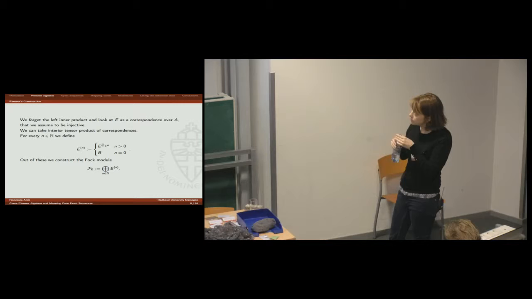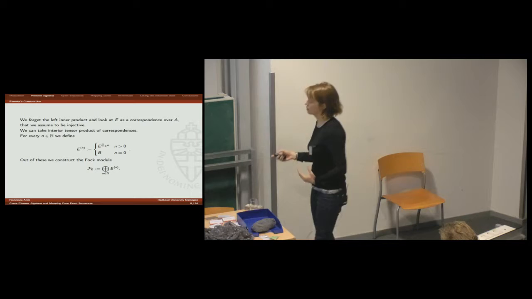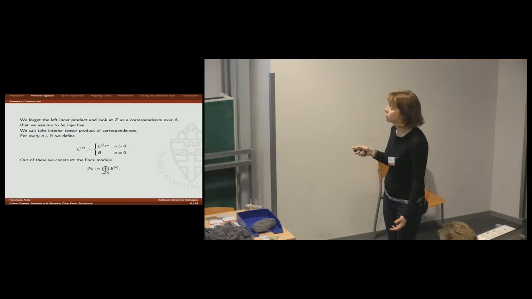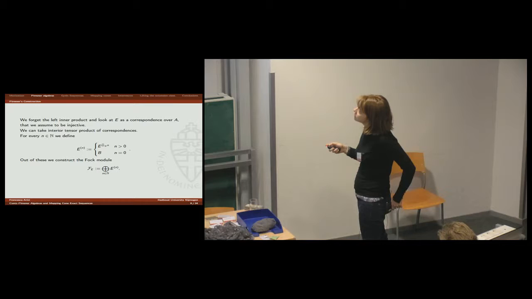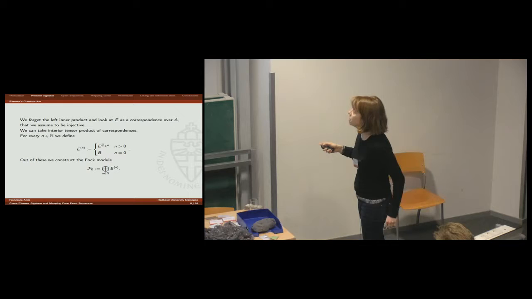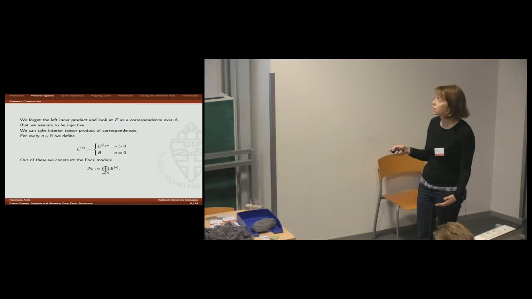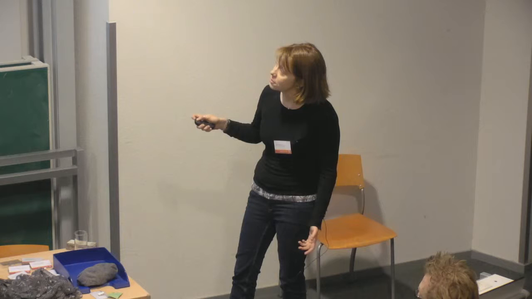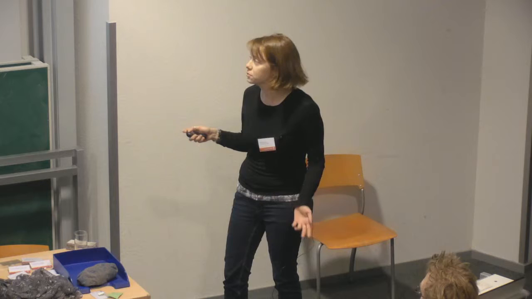So we have E that we will now look at as a correspondence. We assume that it's injective, and we will also assume that it's full. And we consider the interior tensor product of E with itself over the left action. Then we define the module of degree n to be the nth tensor power of the module with itself. While in degree zero, we consider A. So this is what I call the base space, it's the scalars. All of these are Hilbert modules, and in particular we can consider the direct sum of Hilbert modules, and we define the direct sum to be the Fock module.